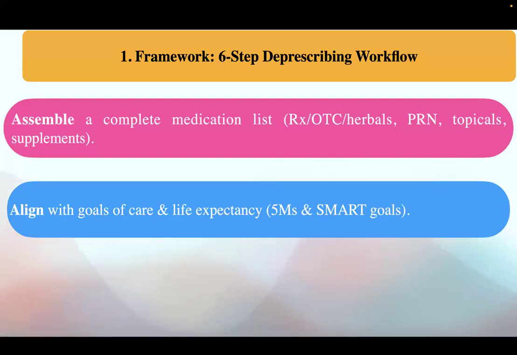The 5Ms basically help clinicians focus on what actually matters most for older adults, and guide further medication decisions. The 5Ms include medications, mind, mobility, multicomplexity, and matters most. We'll discuss in an upcoming lecture what they are. Don't worry if you don't know.